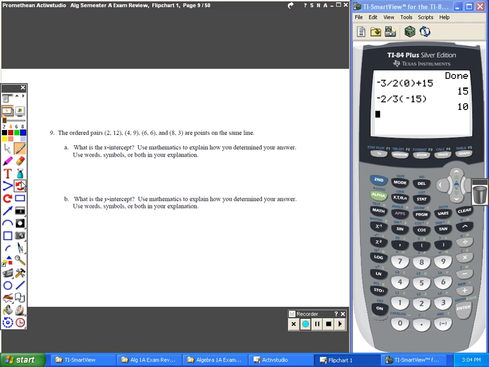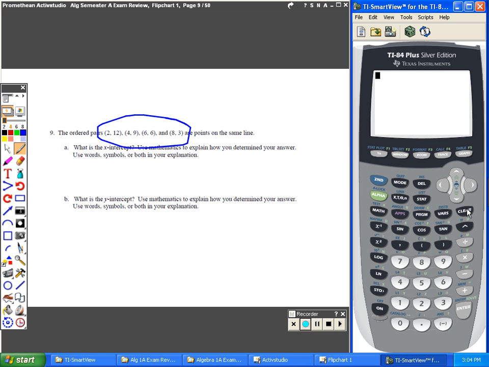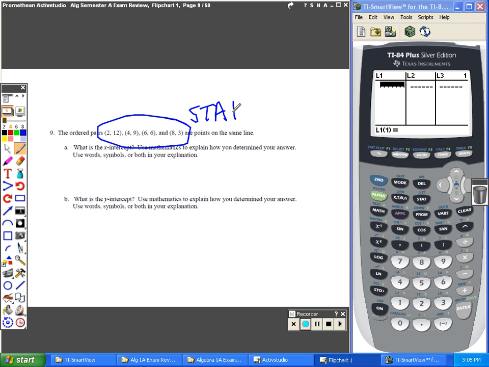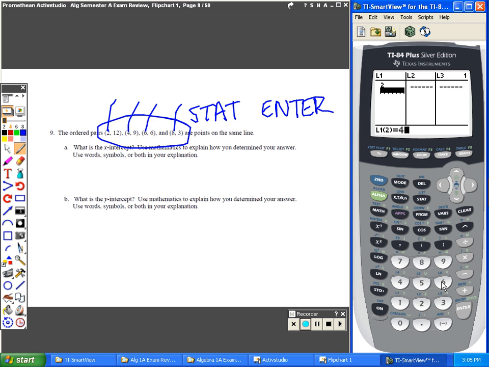Question number 9. We're going to be completing this problem completely with the calculator this time. First, take your points, come over to your calculator, hit Stat, Enter. In order to put in your points, you need to go into the Statistics screen, and that's why we hit Stat. Now you're going to plug in your x values first: 2, 4, 6, and 8. Go over to the y values, and we're going to do 12, 9, 6, and 3.